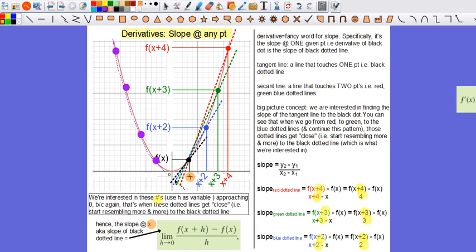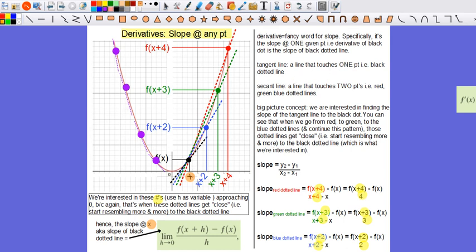Let's start with the red. The red dotted line connects the red and the black. The green dotted line connects the green and the black. The blue dotted line connects the blue and the black. So the red, green, and blue, once again, are not tangent lines. Those are called secant lines. Secant lines touch two points. Red, green, blue are secant lines; black and all the purples are tangent lines.